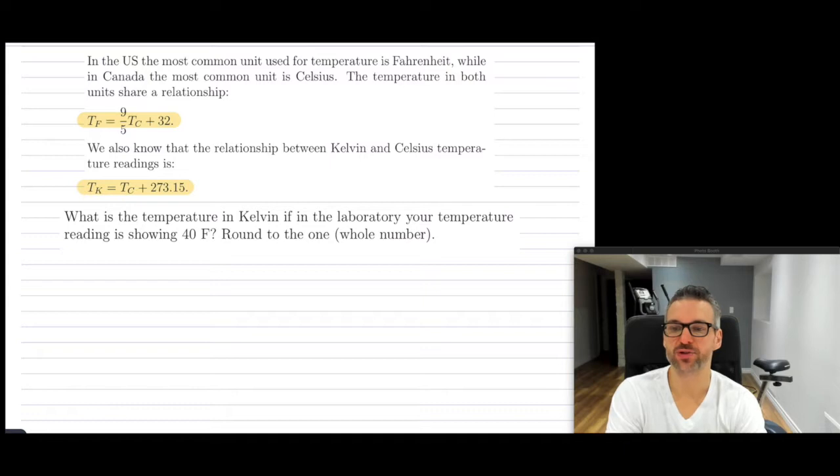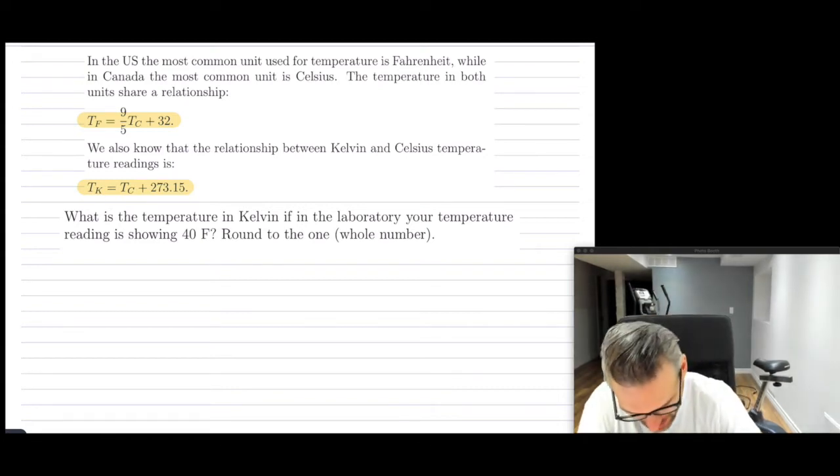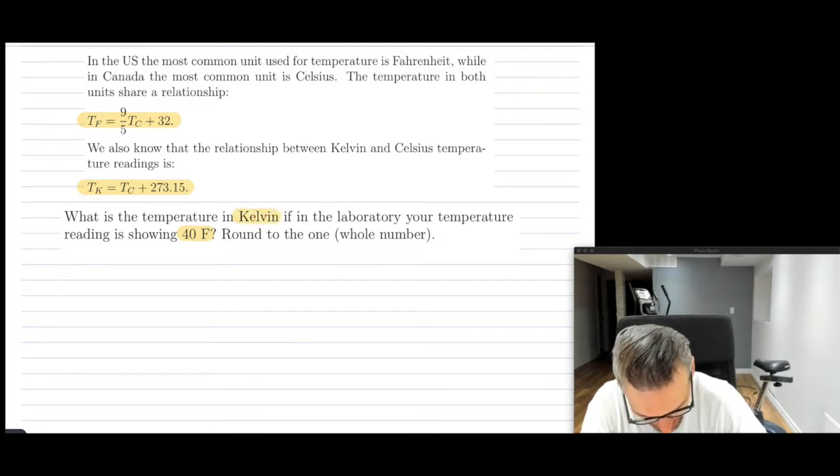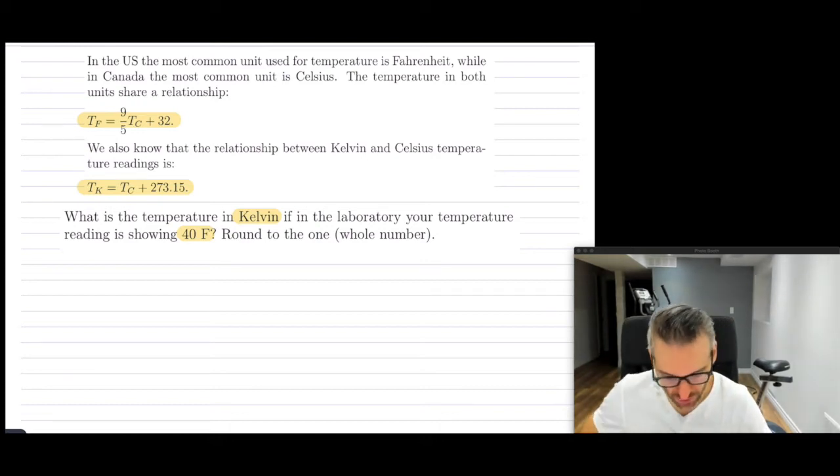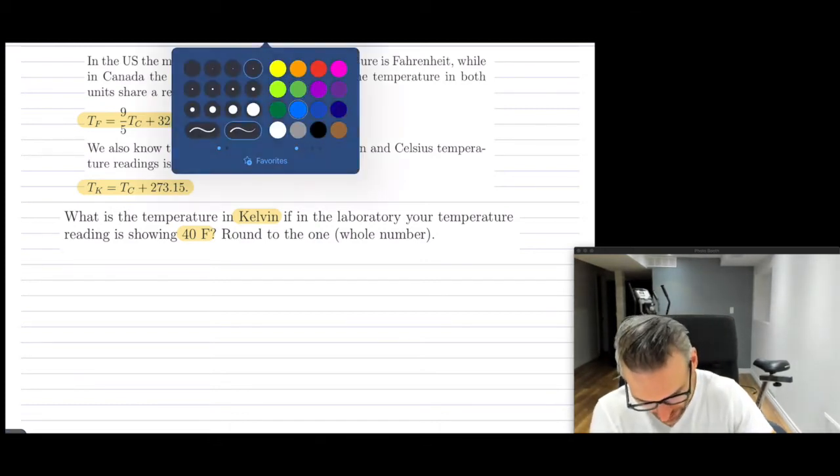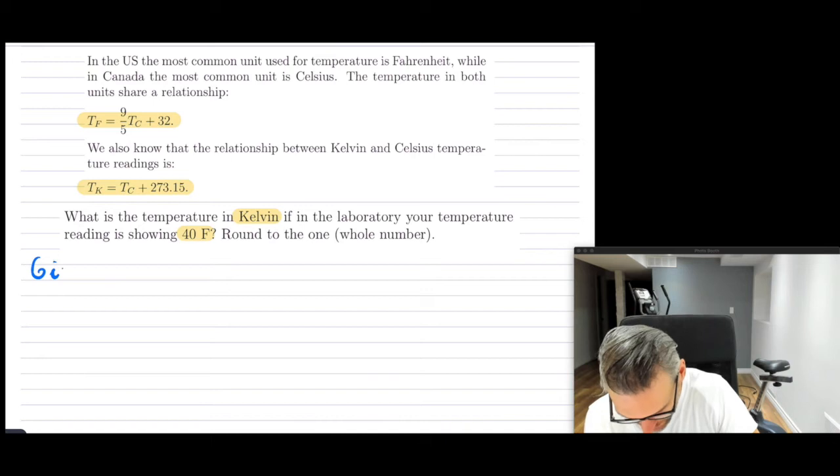Now, what is the temperature in Kelvin if in the laboratory your temperature reading is showing 40 Fahrenheit? So that's interesting. We basically have just one given, and we want to see what the temperature in Kelvin is. So we're going to try to use all our givens here. Let me write down the given information.